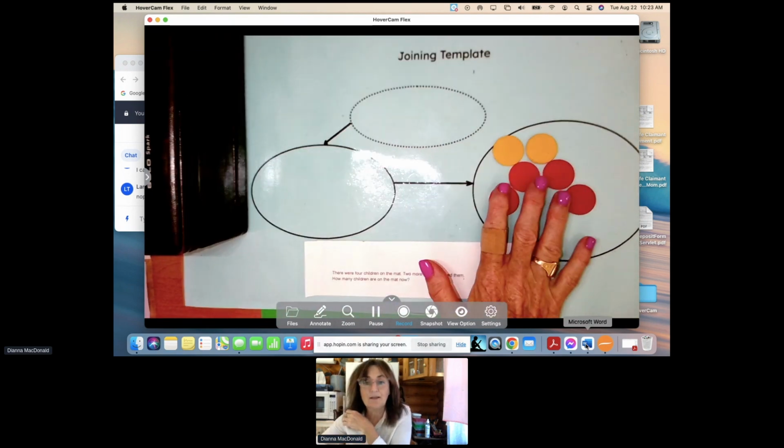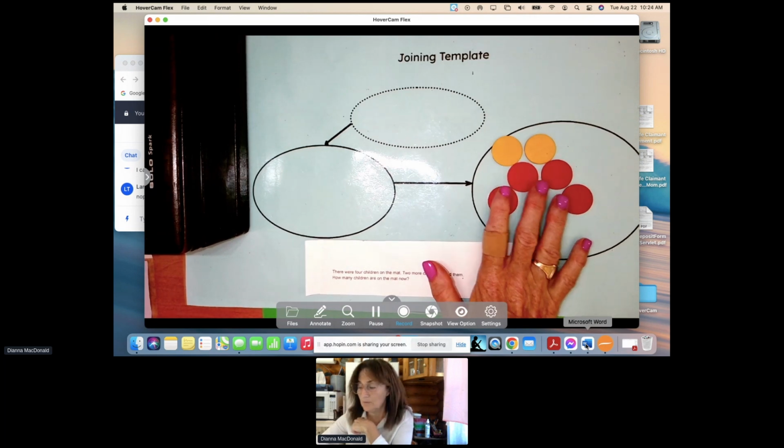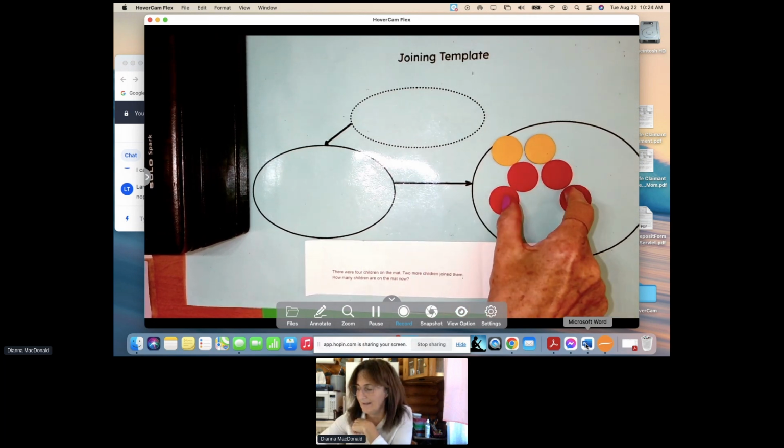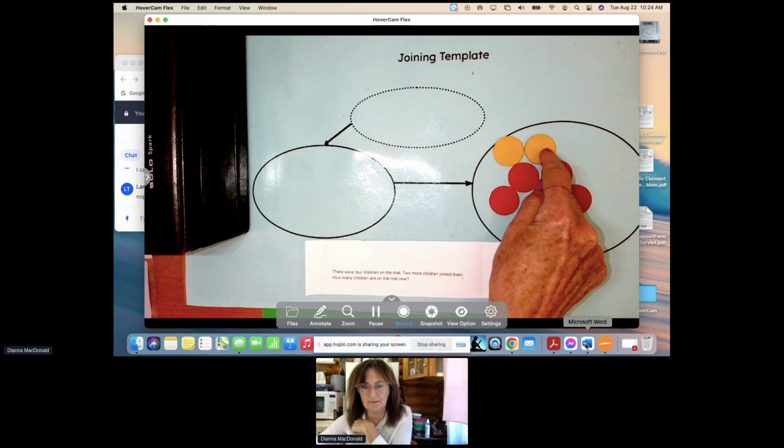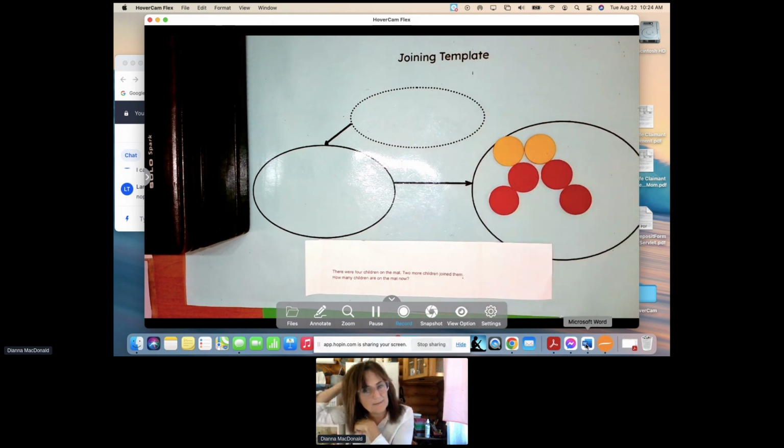And we can also talk then about strategy. How do you know it was 6? Well, some students will say, well, I took 4, and I counted up 5, 6. Beautiful strategy. You can talk about number lines as well if you want to illustrate that.